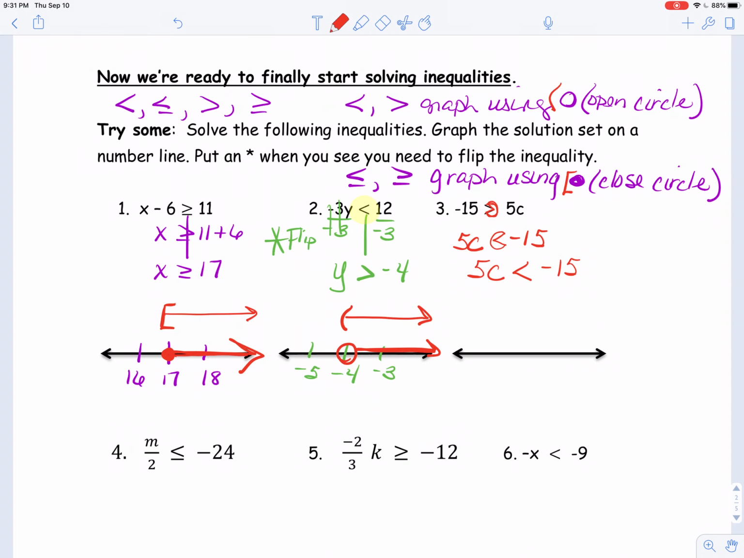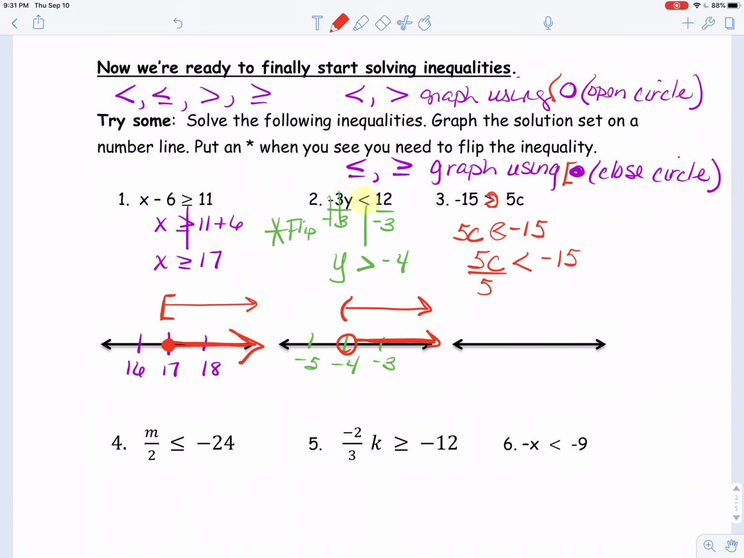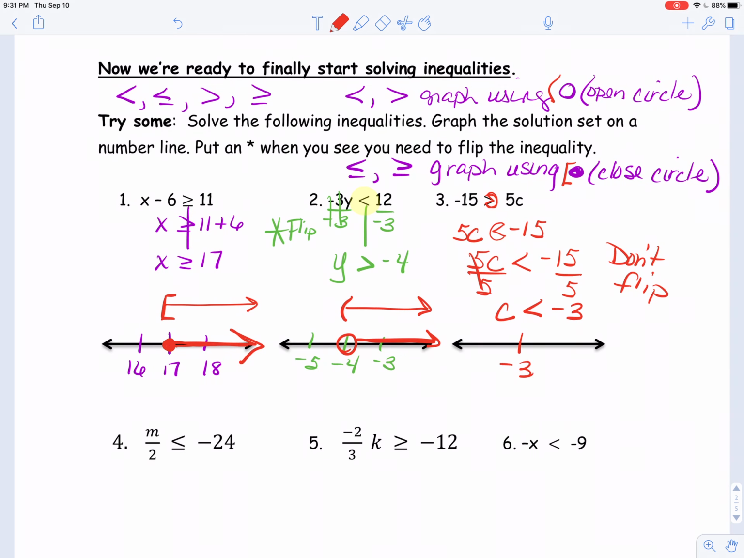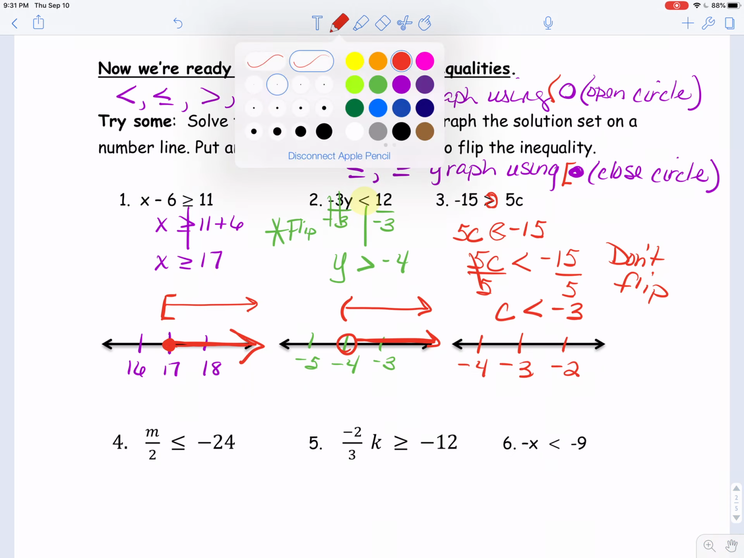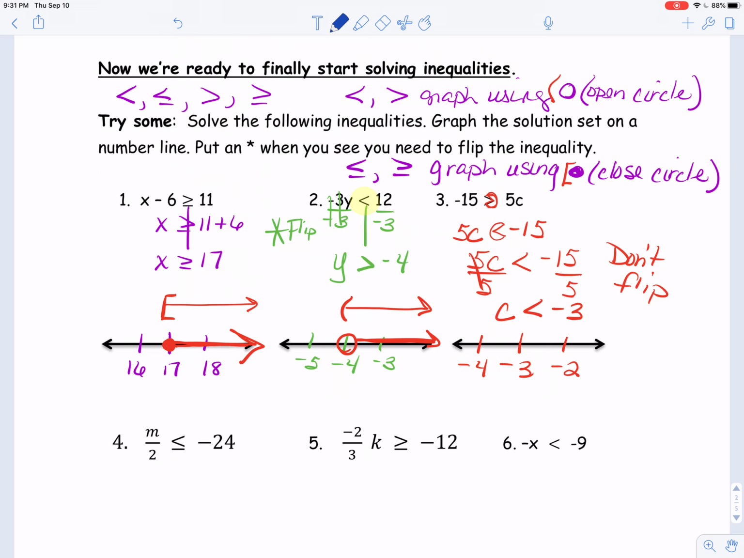Okay, so let's go ahead and divide by 5. Now we're dividing by a +5. Since we're dividing by a +5, we don't flip. So that is c is less than -3. All right, so -4, -3, -2. There is no equality. So that's an open circle on -3. And where are the numbers less than? Less than is always to the left. So there is your graph.